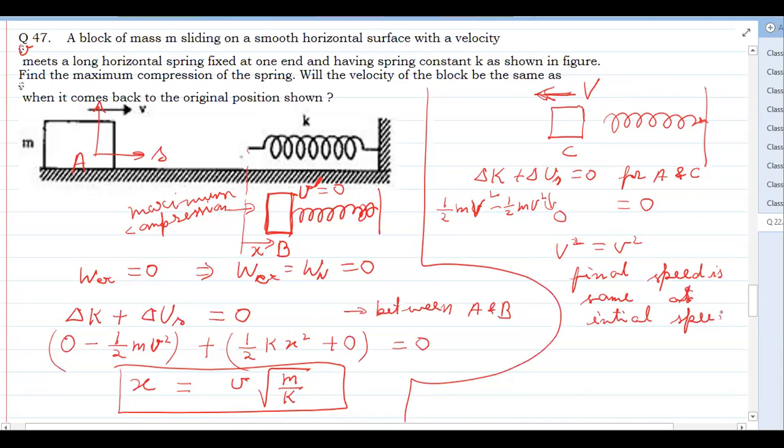But the velocity will be opposite. Why opposite? Because initially the object is moving forward and finally, after the spring relaxes, the velocity is negative. So the speed is the same, but the velocity is not the same. The velocity is changed.